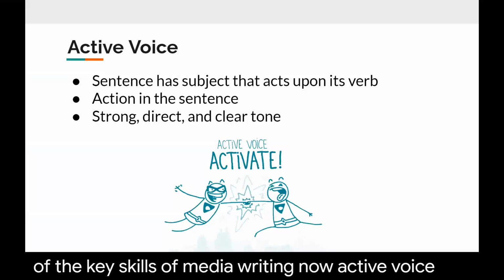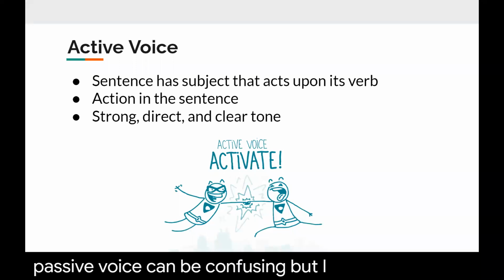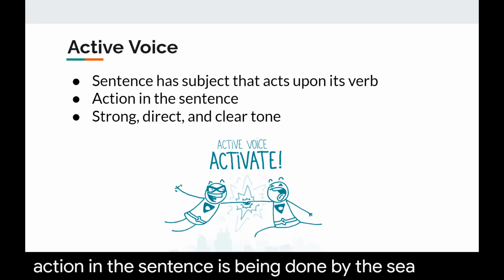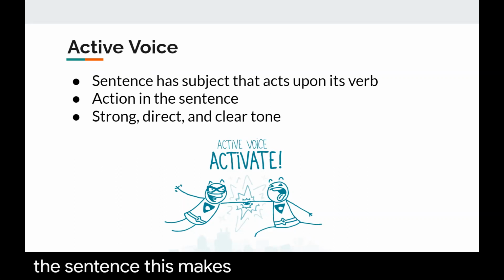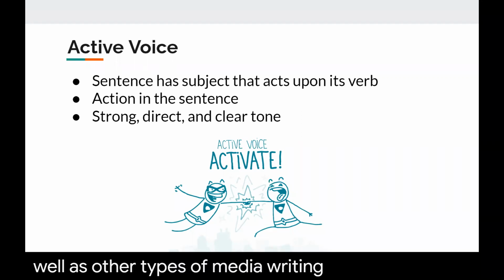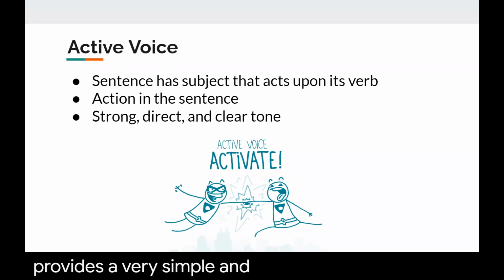Now, active voice and passive voice can be confusing, but I think once you get the key concept of subject, action, object, you'll be good to go. So active voice involves that simple sentence structure that we've talked about. The sentence has a subject that acts upon its verb. That action in the sentence is being done by the subject of the sentence. This makes active voice strong, direct, and very clear. It's why we use it for journalism as well as other types of media writing, because it provides a very simple and easy to understand way of speaking.